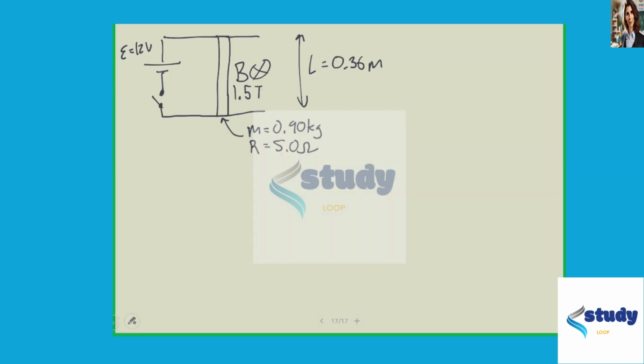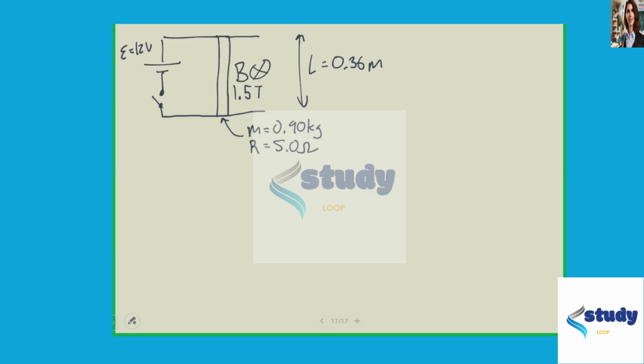So in this problem, we have a loop that's built from this metal bar on two railings. There's a battery supplying 12 volts. There's a switch. And this bar has a mass of 0.90 kilograms, and it supplies a resistance of 5 ohms. It has a length of 0.36 meters. And through the entire area, there's a magnetic field of 1.5 Teslas.